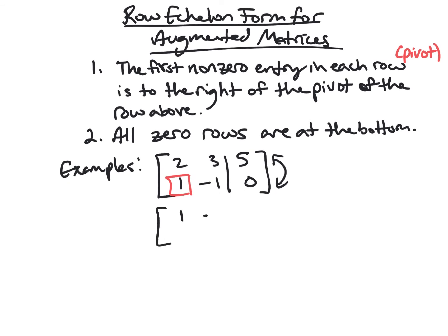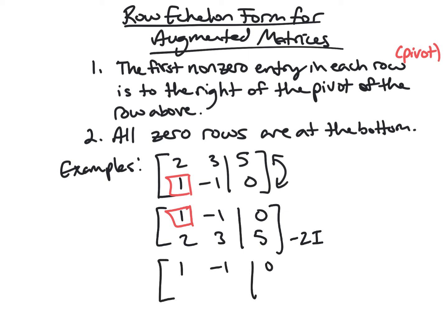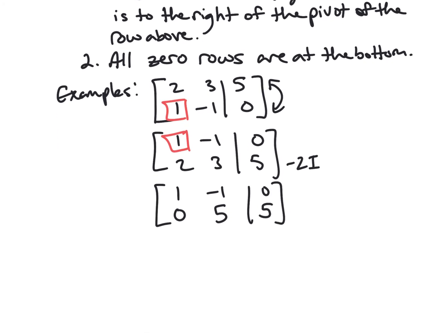Right, and so then we're going to have 1, -1, 0, 2, 3, 5. And now I can subtract 2 times row 1 from row 2, right, and get rid of everything below. So once we have our pivot, we want to clear below it so that the next pivot is to the right. And so we keep the same first row. This is going to become a 0. 3 plus 2 is going to be 5, and 5 minus 0 is 5. Easy enough. And this is enough for us, right?